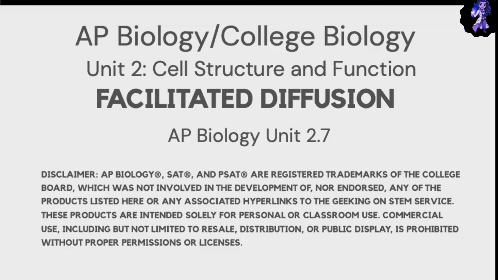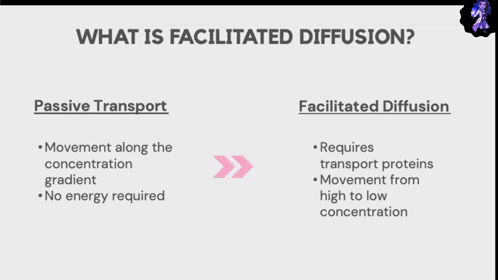In this focus video for AP Biology or College Biology, we're going to be focusing a little bit more on Unit 2, Cell Structure and Function. More specifically, we're going to be talking about Section 2.7, which is all about facilitated diffusion. Please note the disclaimer below, and let's get started.